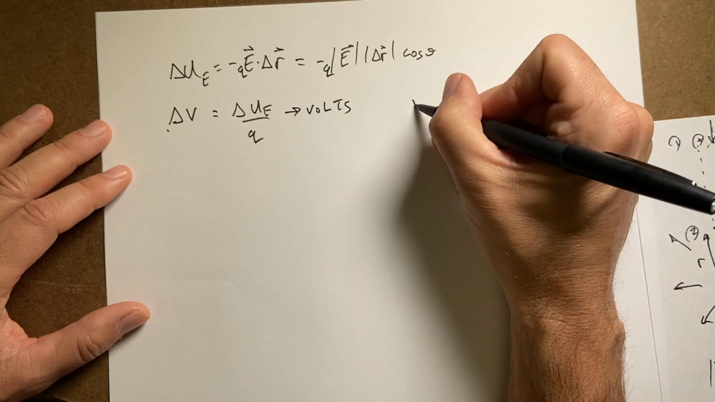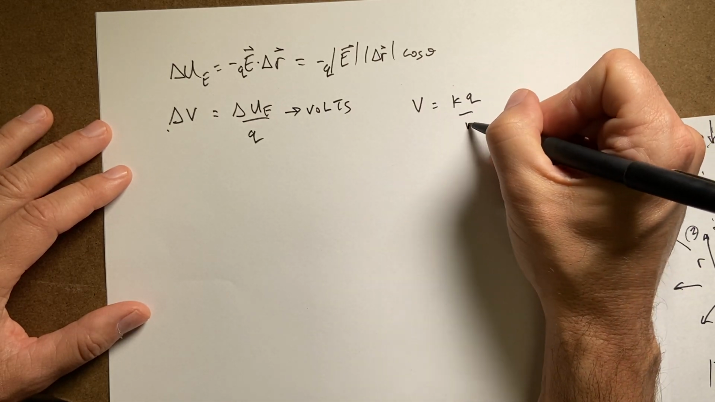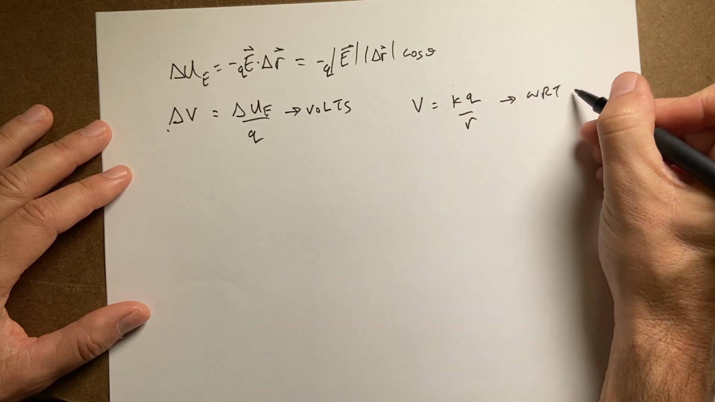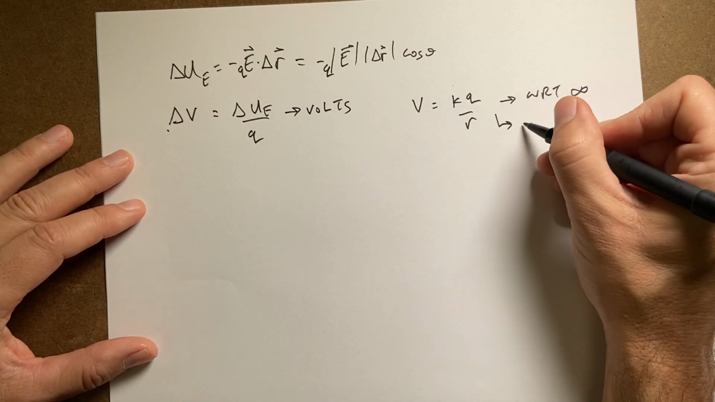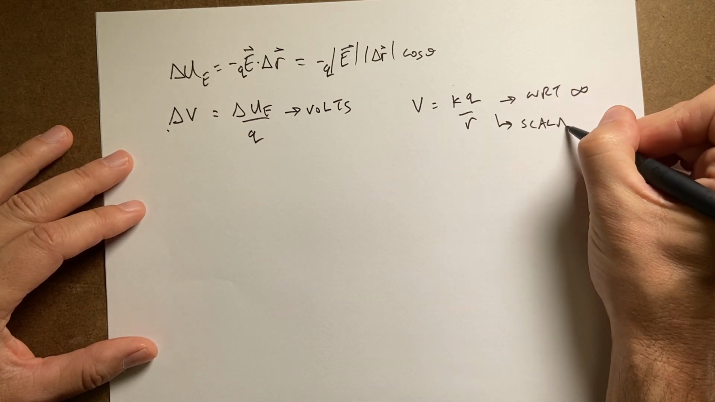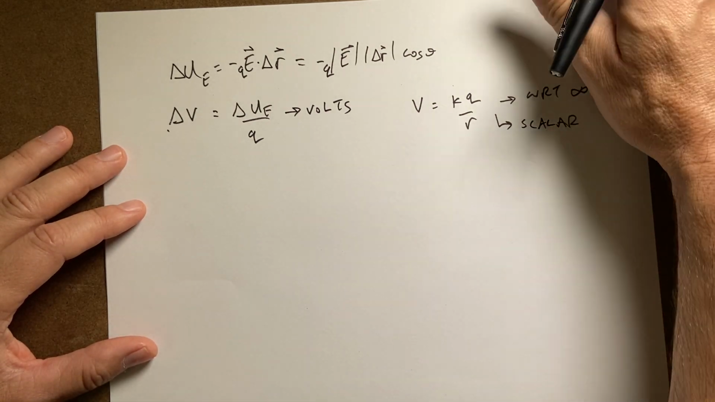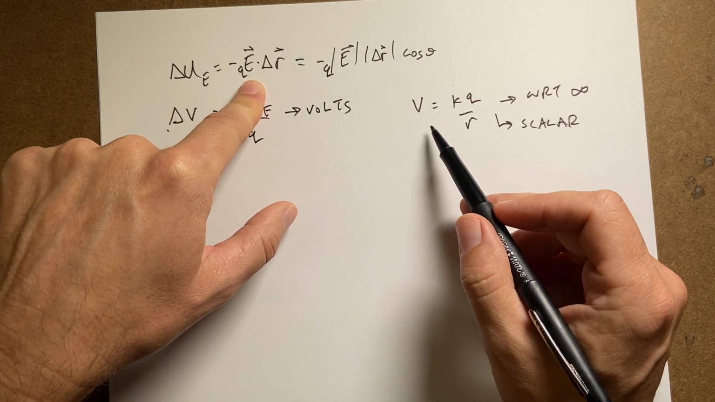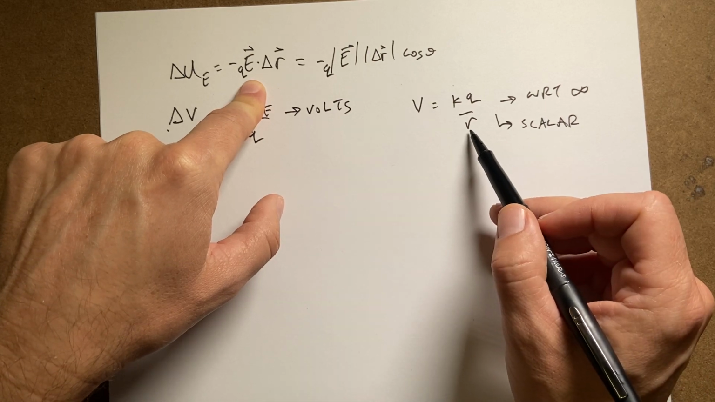The electric potential for a point charge is equal to kQ over r. This is with respect to infinity. Also, very important, this is a scalar. This is not a vector. It's a scalar because this is calculating the work per unit charge, essentially, from infinity to some point r, and work is a scalar.